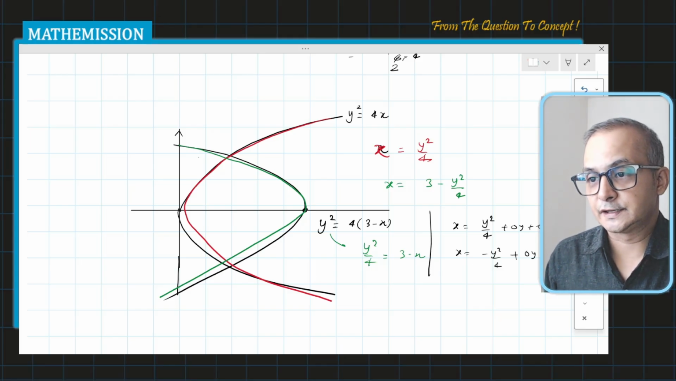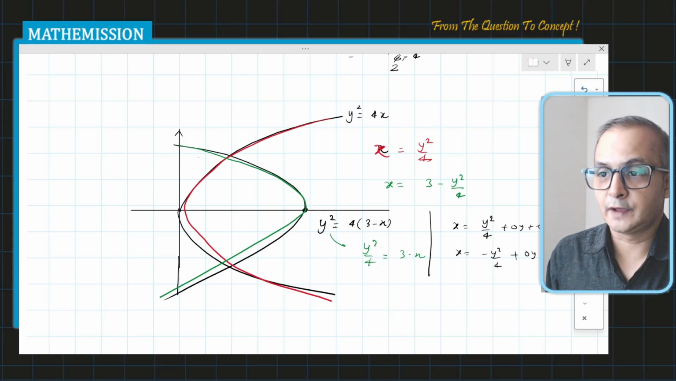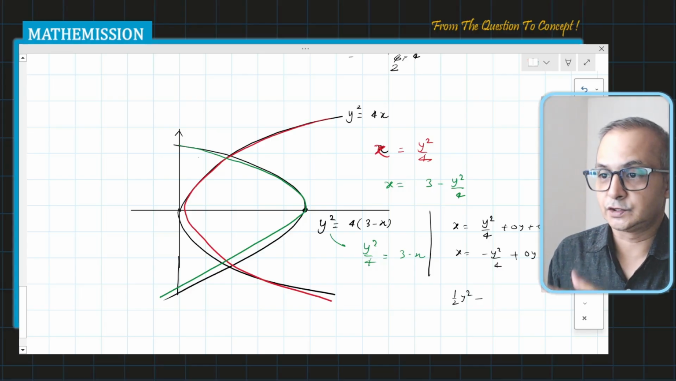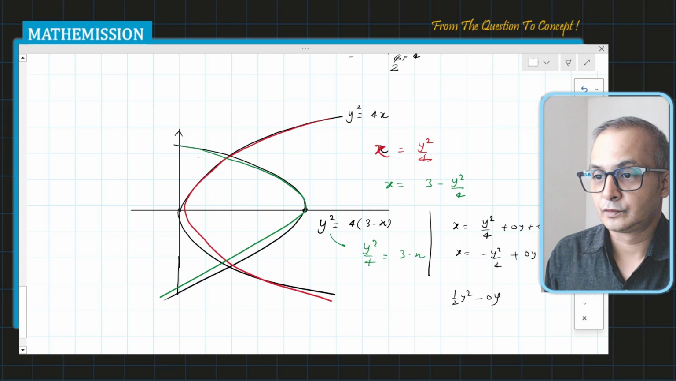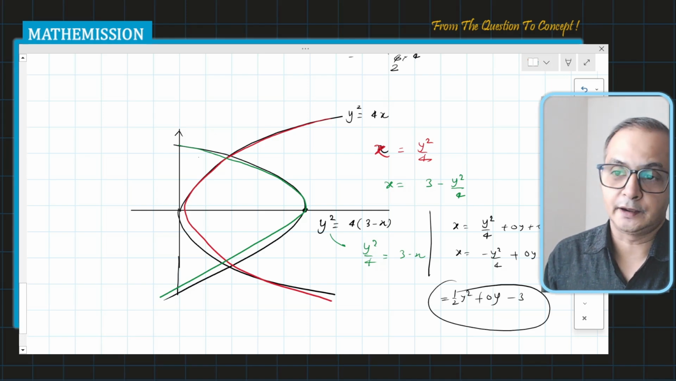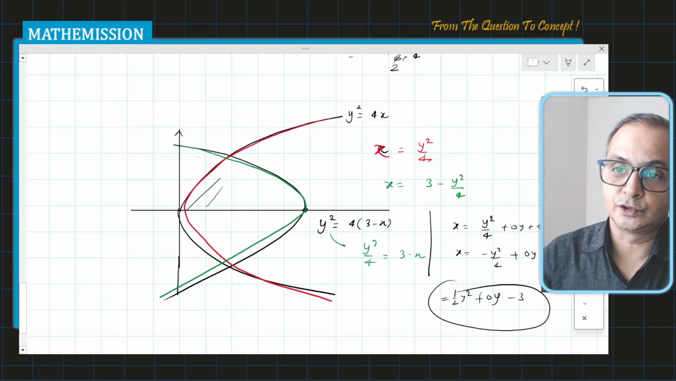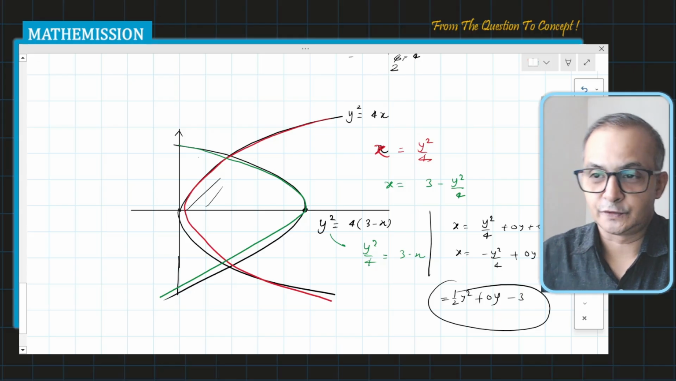And you find the difference, that will give you 1 by 4 plus 1 by 4, 2 by 4, so 1 by 2 y squared. And this has no such thing, there will be 0y and there is minus 3. It's a new quadratic, and again you can find out the area between these two curves. So this is the benefit of this thing.